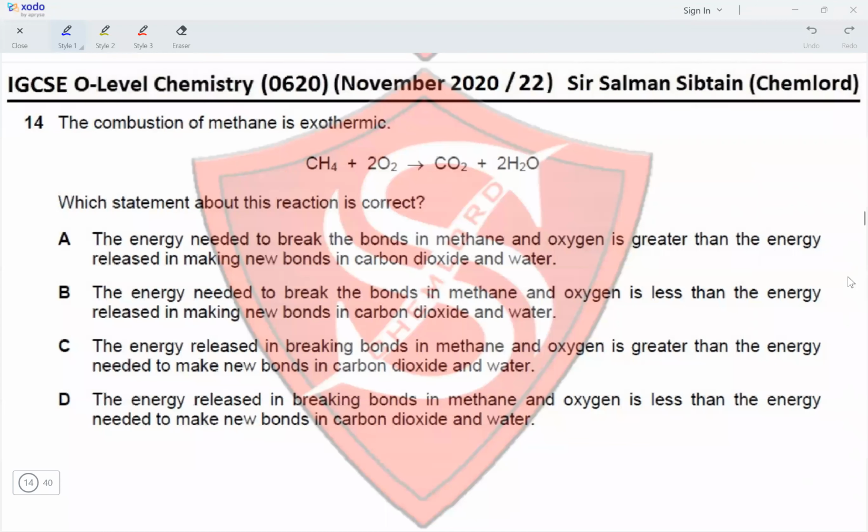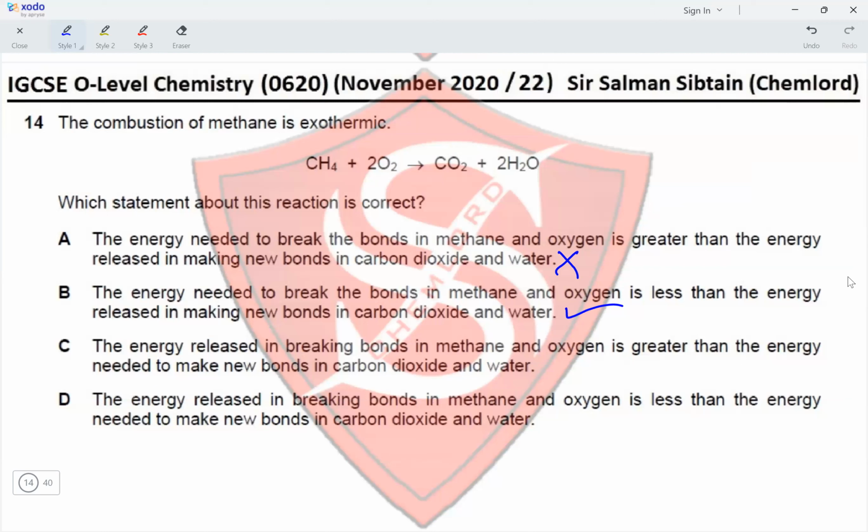Question 14. The combustion of methane is exothermic. Which statement about this reaction is correct? The energy needed to break the bonds in methane and oxygen is greater than the energy released in making new bonds in carbon dioxide and water. So that would make this an endothermic reaction, not an exothermic reaction. Next, the energy needed to break the bonds in methane and oxygen is less than the energy released in making new bonds in carbon dioxide and water. That makes this reaction exothermic, which is correct.